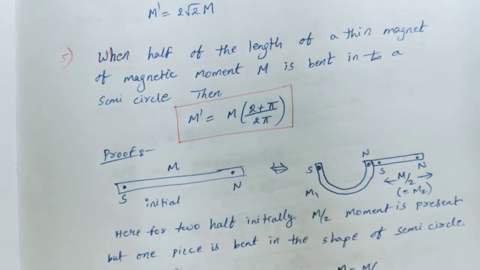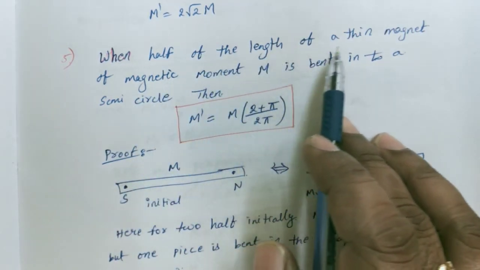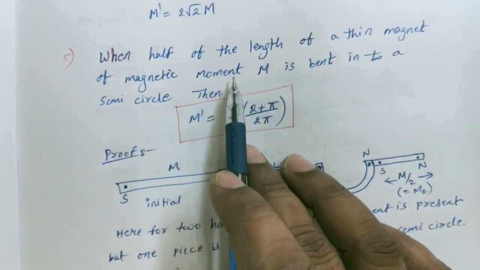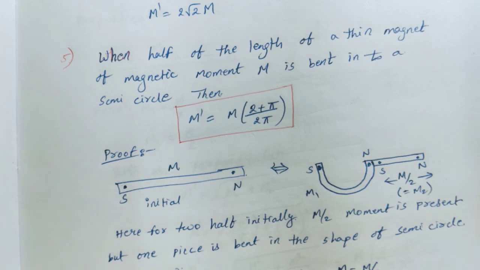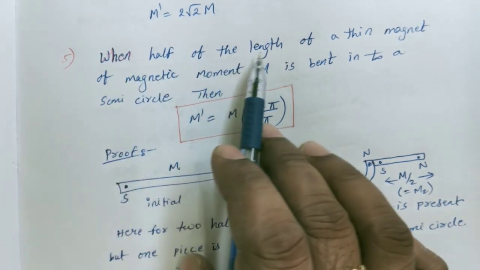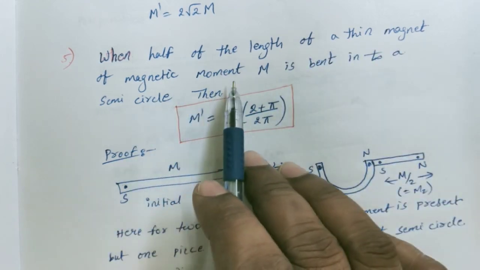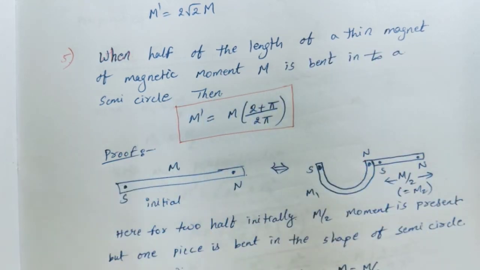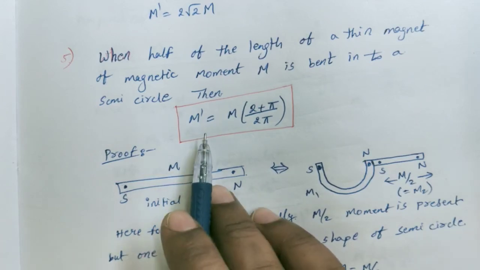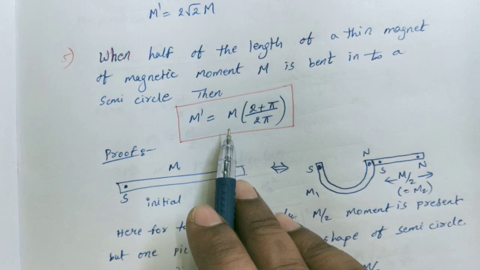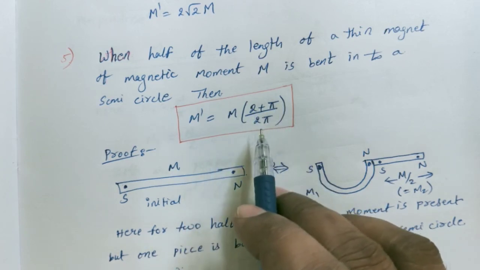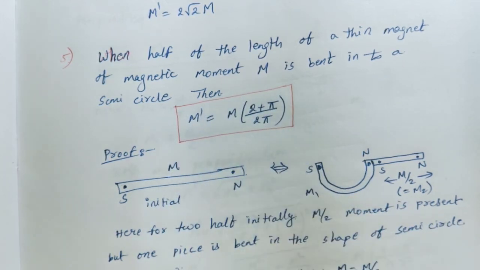See students, when half of the length of a thin magnet of magnetic moment capital M is bent into a semicircle, then the new or resultant magnetic moment M dash is equal to capital M into (2 plus pi) divided by 2 pi. In this way we are getting the result. So how are we getting this result?